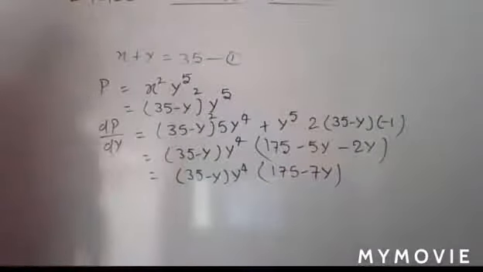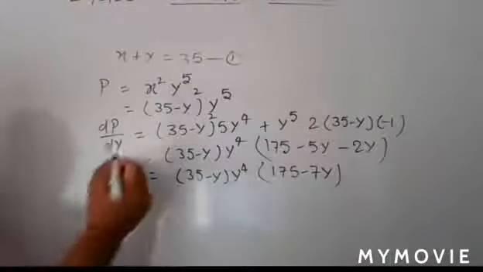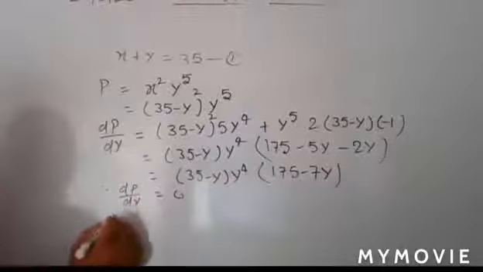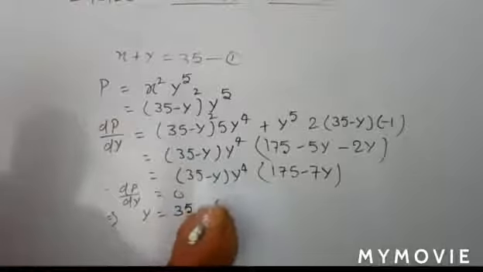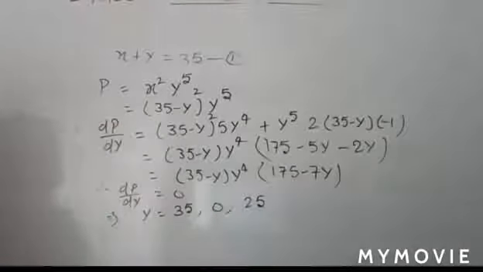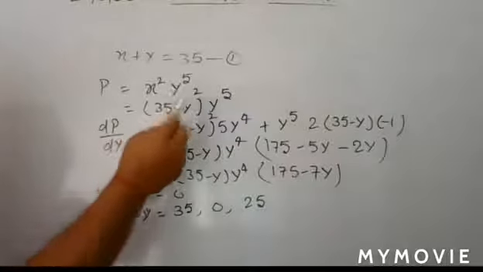Okay, so what are the values here? Just see it. If you take dp by dy equal to 0, then the value of y is 35, and y is equal to 0, and for 175 minus 7y equal to 0, that is 25. So here you have the values of y as 35, 0 and 25. But what is your question? Your question is you have to find the maximum value of x square y to the power 5.